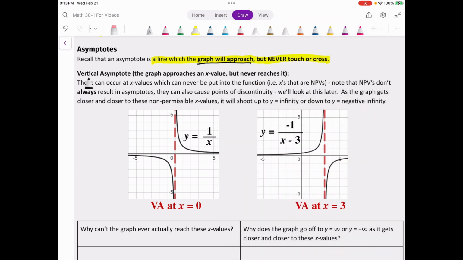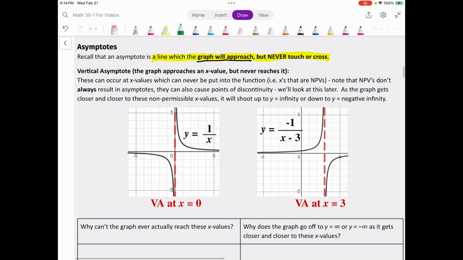Okay, let's start with the vertical asymptote. A vertical asymptote is a vertical line, or I should say, it's not part of the graph. That's a key thing here. This is not part of the graph. It is a line that the graph is approaching. So sometimes students say, oh look, the graph has a straight line here. Well, not really. The graph is actually approaching that line, but it's never able to reach it.